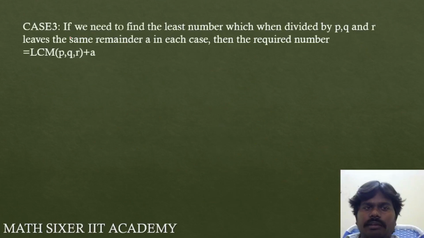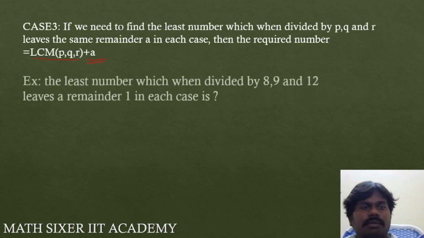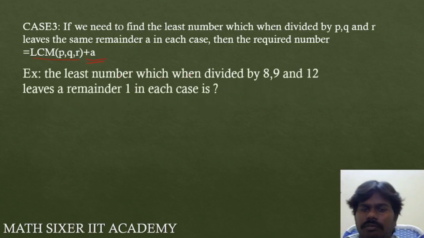So next, case 3: if we need to find the least number which when divided by P, Q and R leaves the same remainder A in each case, then the required number is the LCM of the numbers plus the same remainder. Okay, we'll see an example. The least number which when divided by 8, 9 and 12 leaves a remainder 1 in each case is what?